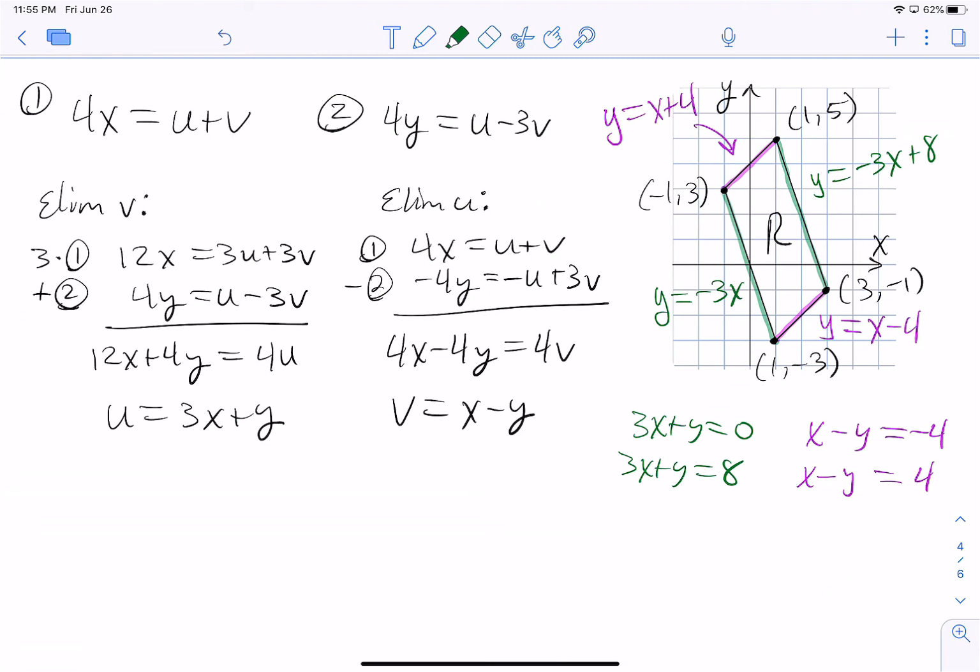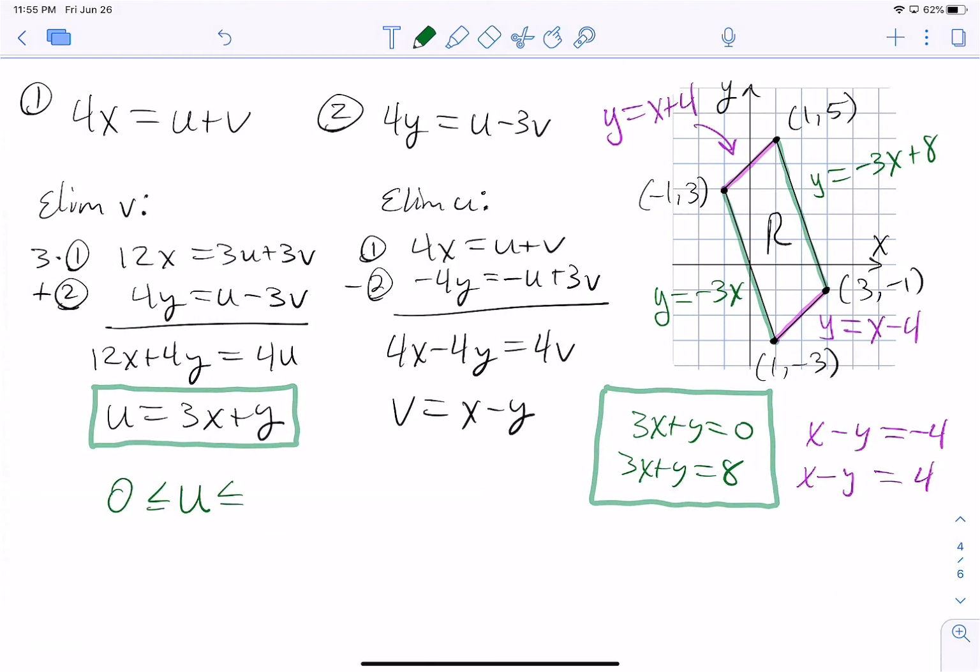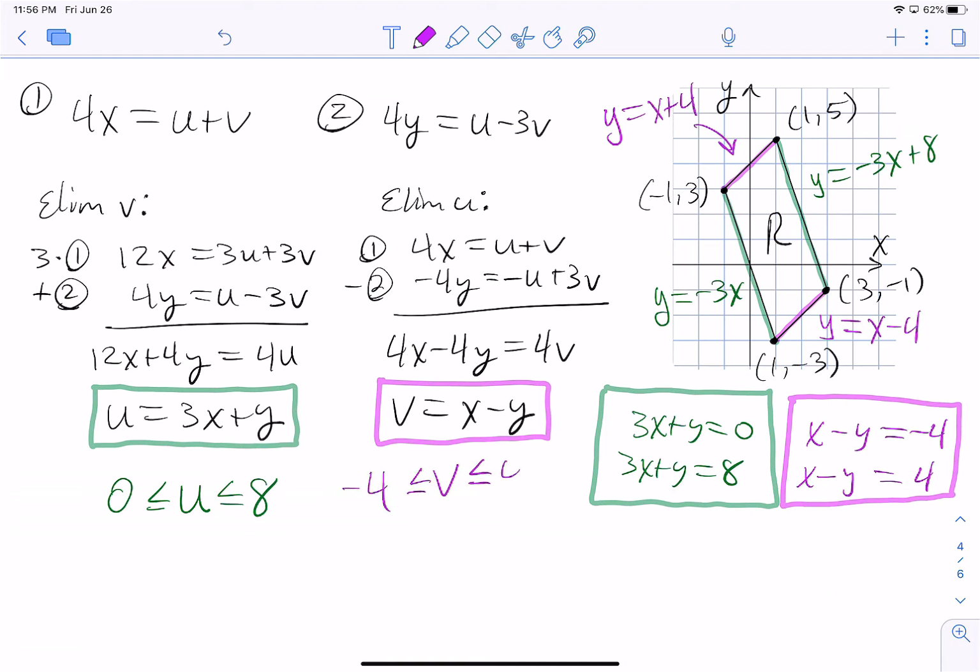Over on the right, when we developed our green equations, we had 3x plus y equals 0 and 3x plus y equals 8. Now we have that 3x plus y is equal to u, that means that u must go from 0 to 8. For the purple equations, we had x minus y equals -4 and x minus y equals 4, and lo and behold, v is equal to x minus y. Putting that together, we see that v goes from -4 to 4. We were able to use the region together with the inverse transformation to find our limits of integration.